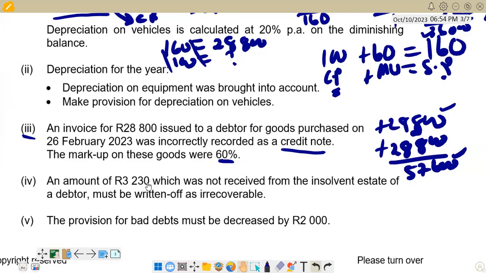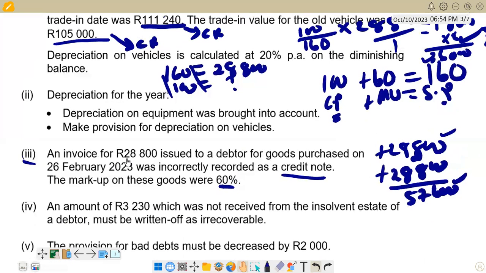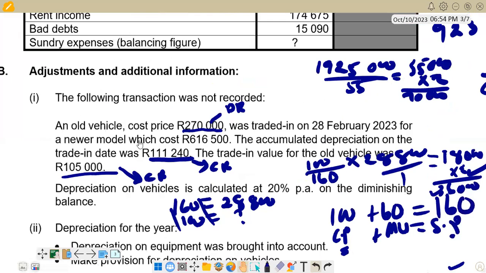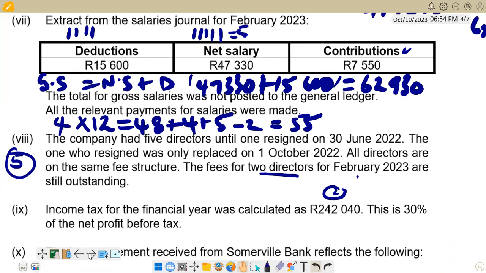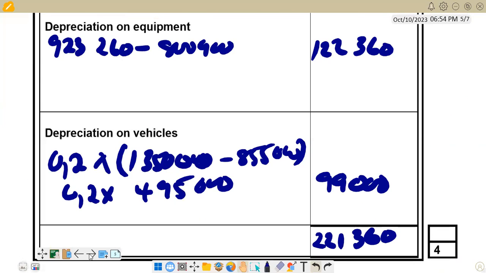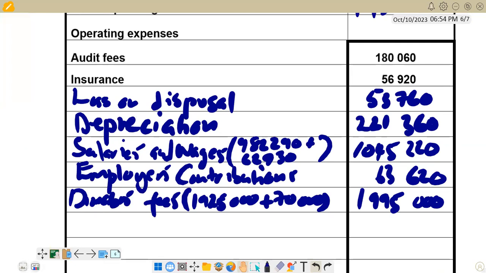They're saying an amount of 3,230, which was not received from the insolvent debtor, must be written off as bad debt. So it means this amount is going to be a bad debt. So it's going to increase the amount of bad debts that you are given there. 3,230 is going to increase the amount of bad debts that we are given in the list of balances. We have got 15,090 plus 3,230. So we're going to summarize that again in the answer section. So here we've got bad debts.